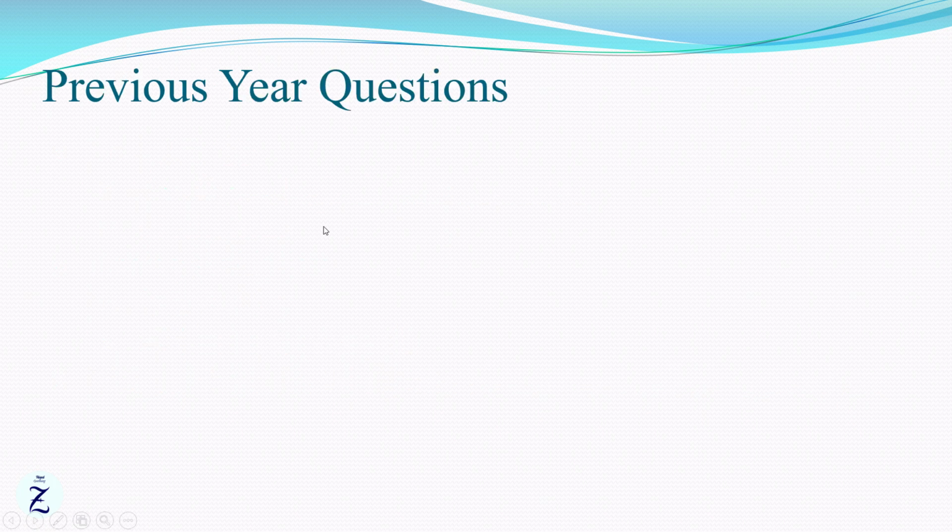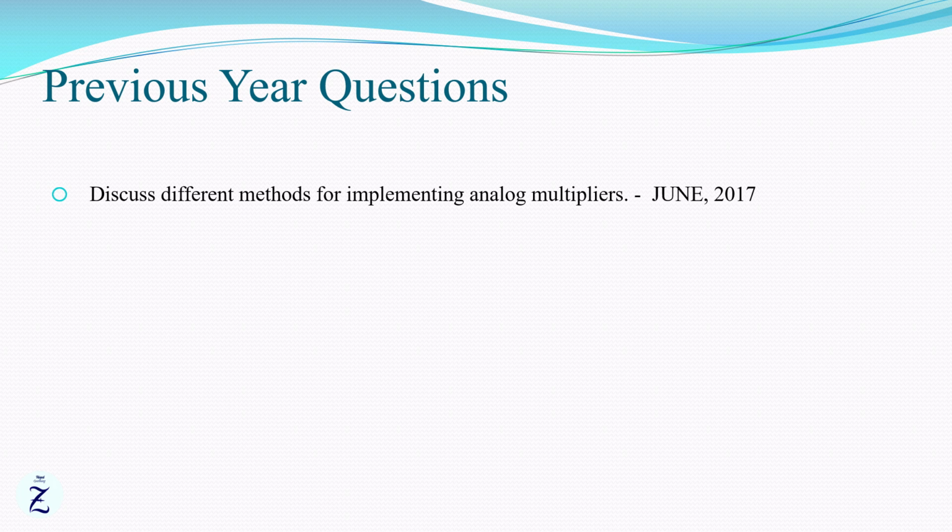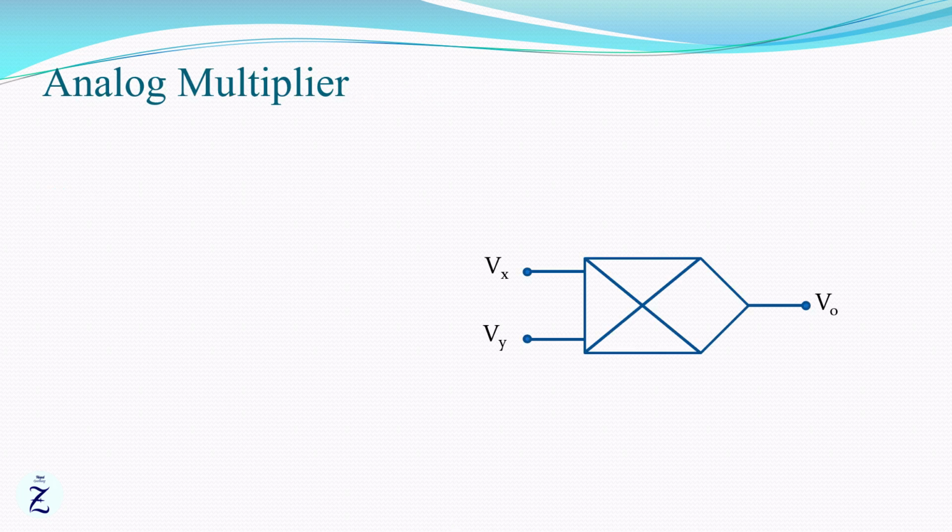Here is the question which was asked in a previous year examination: discuss the different methods for implementing analog multipliers. Also, we can expect a question from another topic, which is the Gilbert cell. Let's start with the basics of analog multiplier.